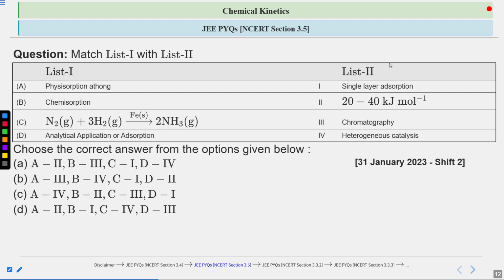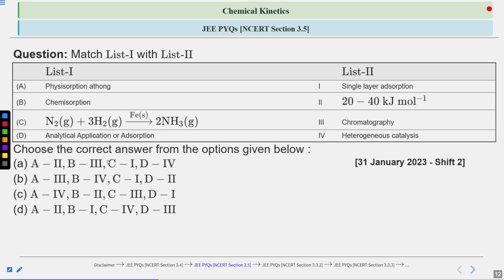List 2 indicates the first one, single layer adsorption, the second one, 20 to 40 kilojoule per mole energy, the third one, chromatography, and the fourth one is heterogeneous catalysis. So you just have to simply match List 1 with the correct match in List 2. Choose the correct answer from the options given below. This question was in the 2023 JEE PYQ.